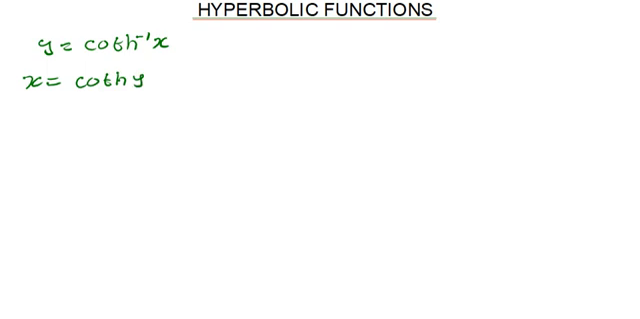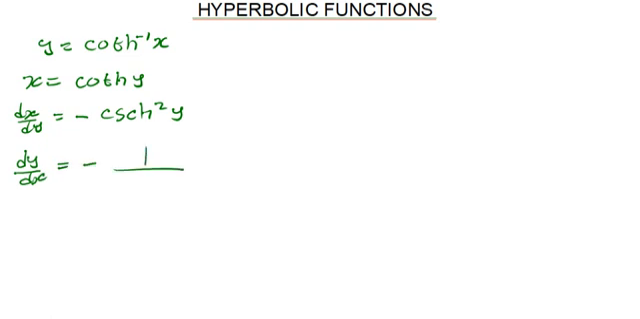So differentiating both sides with respect to y, you are going to get dx dy being equal to minus hyperbolic cosec squared of y. All right, so writing the expression for dy dx, it will be equal to minus 1 over... I mean, yeah, minus 1 over hyperbolic cosec squared of y, like that.